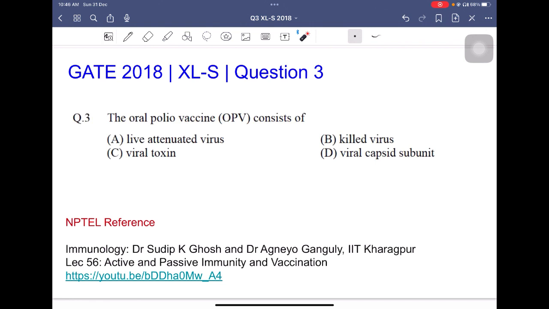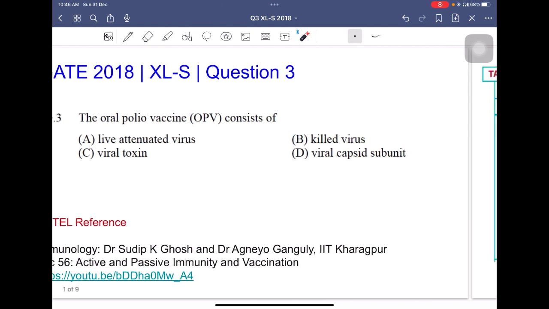Now, coming to our discussion on the different types of vaccines. What is the difference between a live attenuated virus and a killed virus? What is the difference between a toxin and a capsid subunit? So, let us discuss that a little bit.